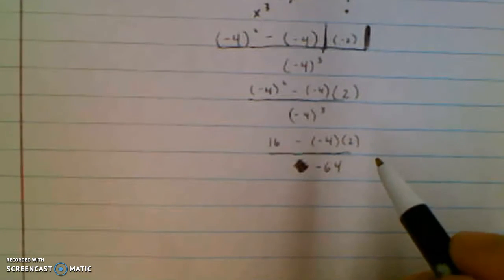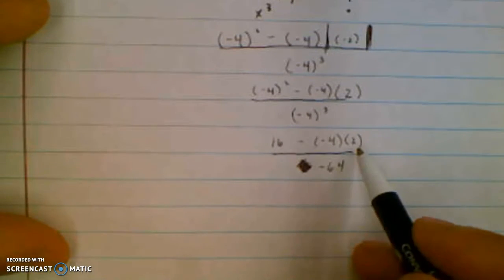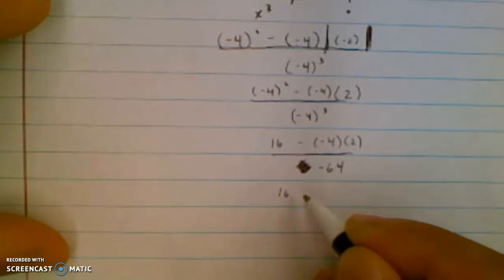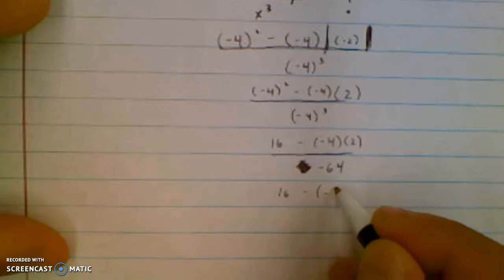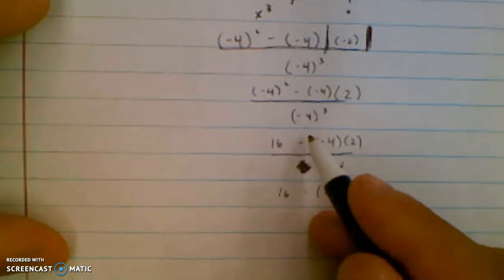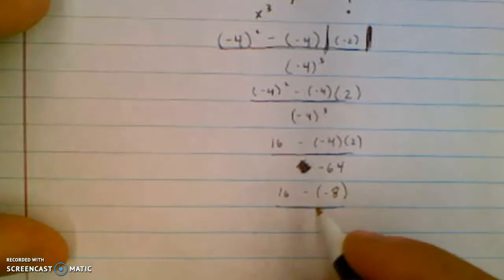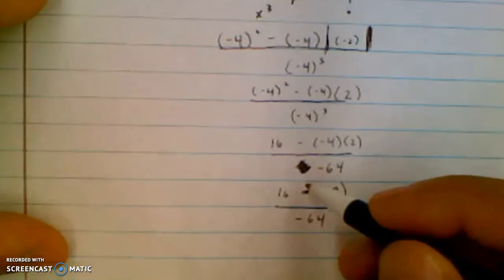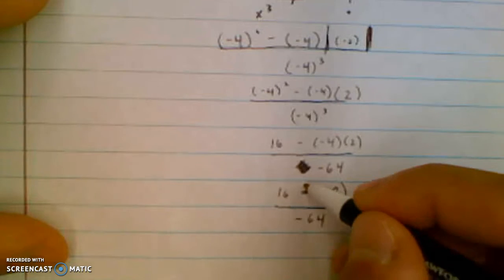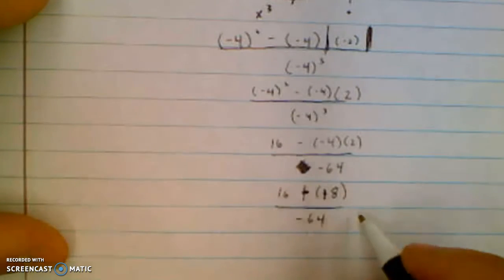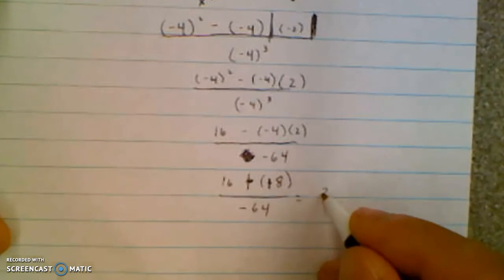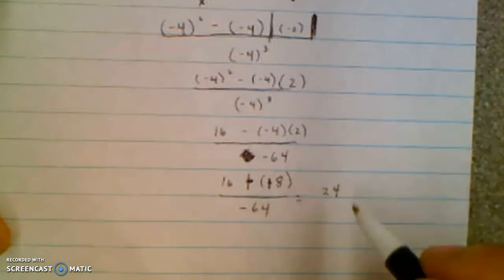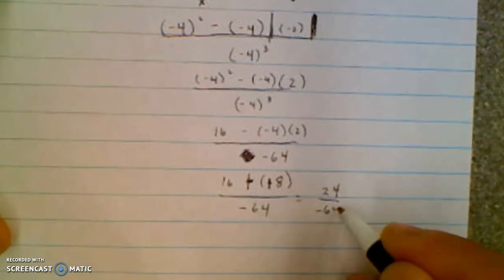In the numerator, next step should be multiplication. Negative 4 times 2 is negative 8. And we're keeping everything else, including that subtraction sign, still over negative 64. Alright, now we're down to addition, subtraction, so we can change subtraction to addition and add the opposite. 16 plus 8 is 24. And 24 over negative 64.